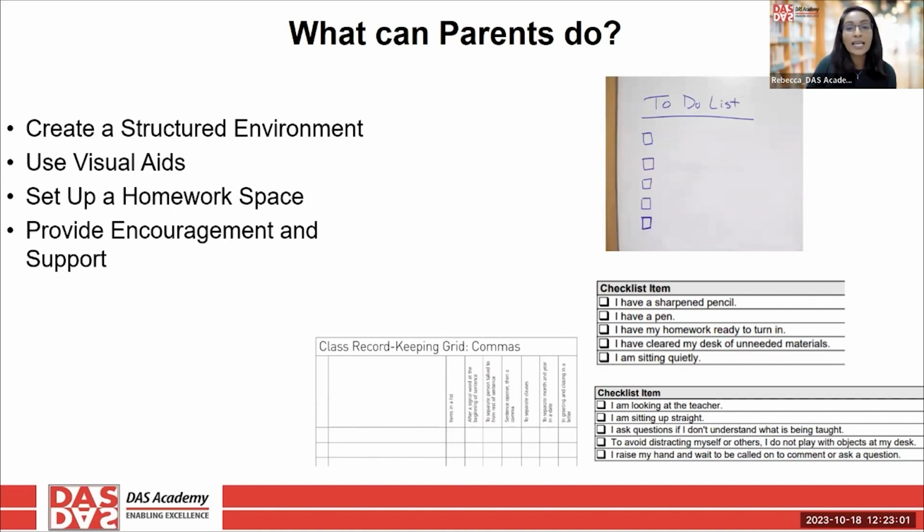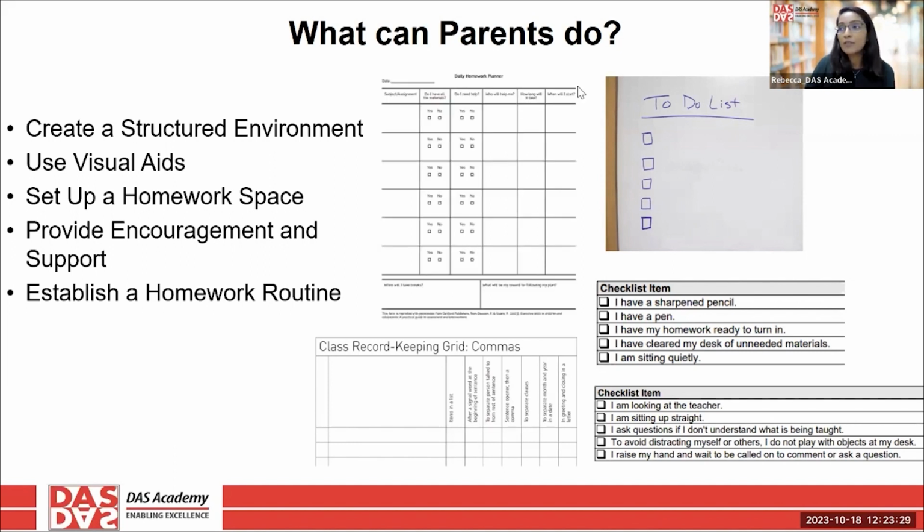Provide encouragement and support. You can offer encouragement and emotional support. Praise your child's effort and progress. Emphasize that it's okay to make mistakes and that improvement is achievable. So try to have a growth mindset, right? And establish a homework routine. You create a consistent homework routine. So you set a specific time and place for homework, providing structure and predictability.